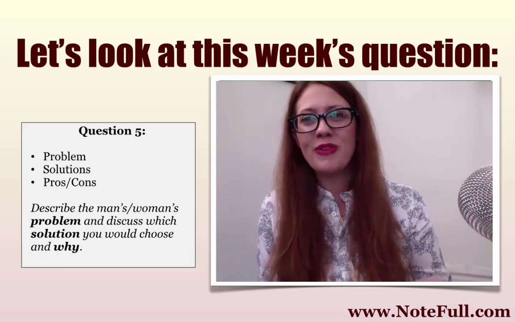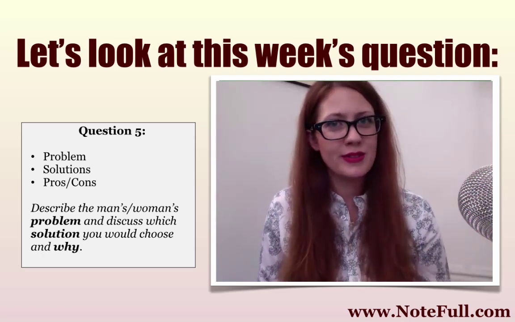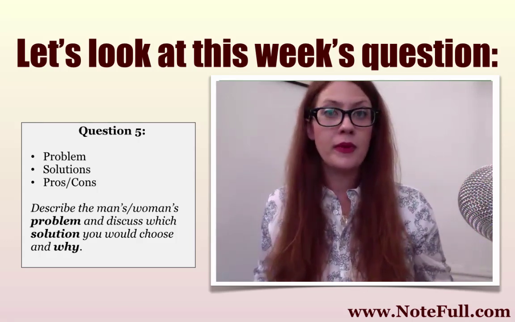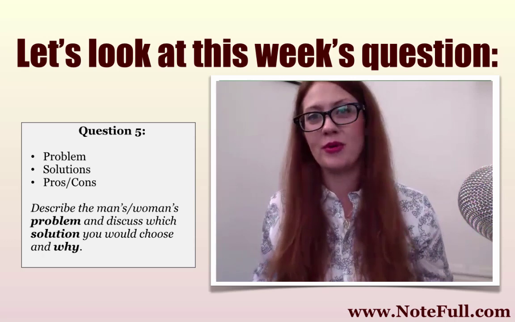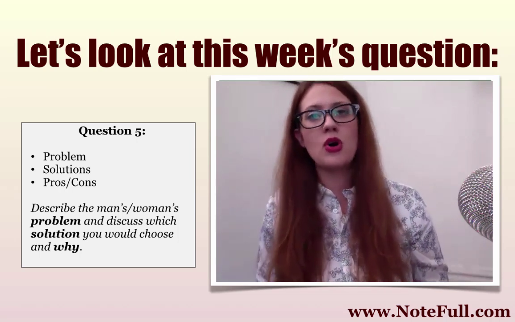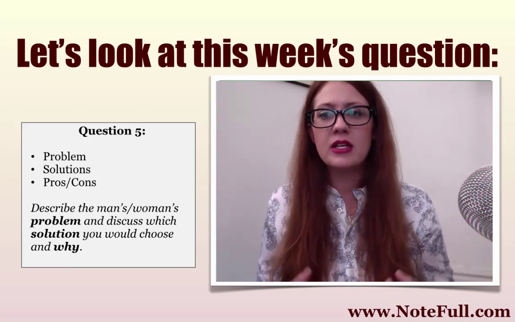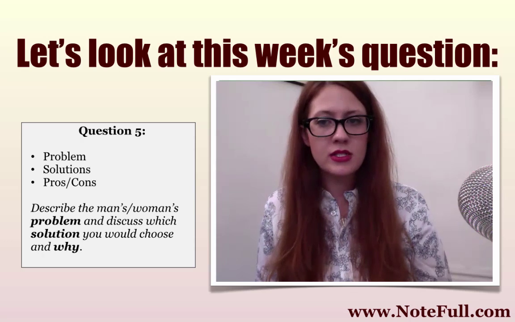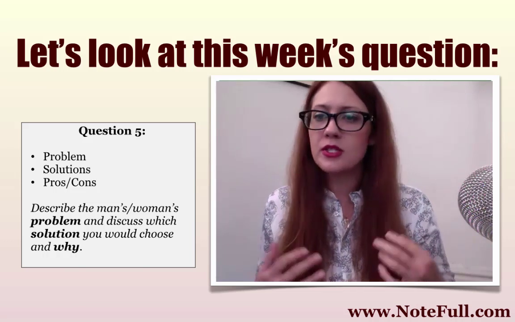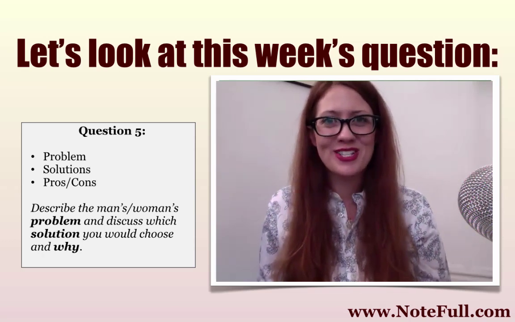All right, so you guys know that question 5 is a campus situation question, and it's always a discussion between two students. Now, what these students are going to be discussing in their campus situation is, of course, a problem, right? And one of the students will have a problem. They're going to also discuss two solutions, and they're also going to be describing some pros and cons of these two solutions. The question that we always have to respond to is, describe the man's or woman's problem and discuss which solution you would choose and why. So sometimes it's a little variation of that, but it's essentially the same exact task. All right, you're always going to be doing the exact same thing for this question.